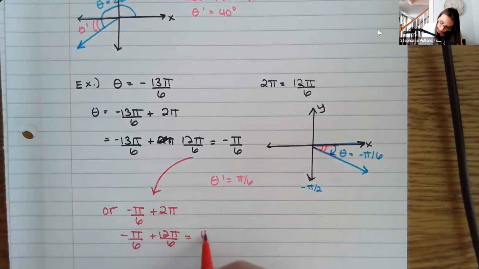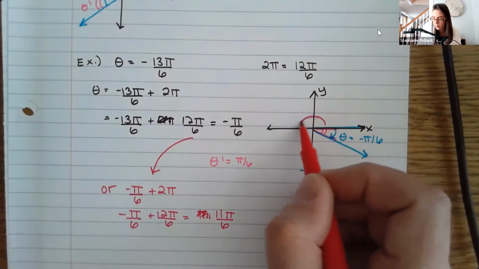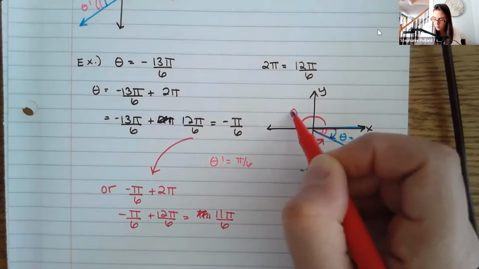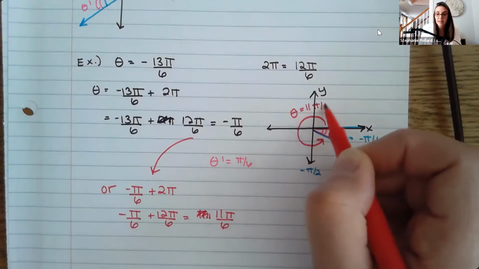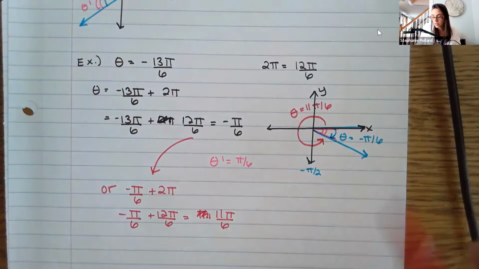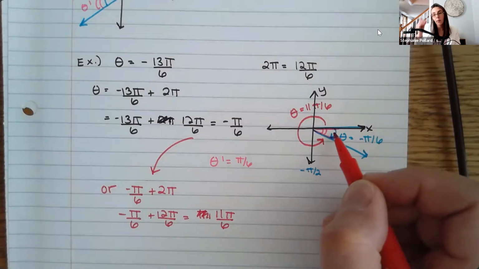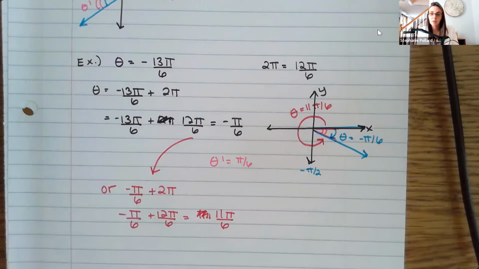So you end up with 11 pi over 6. And what would happen here in that case is your angle would be this way. So you'd have theta equals 11 pi over 6 like that. And then you're still getting the same reference angle. And when it's in the fourth quadrant, the easiest thing to do to find the reference angle when you're going all the way around is to add or subtract with 2 pi.